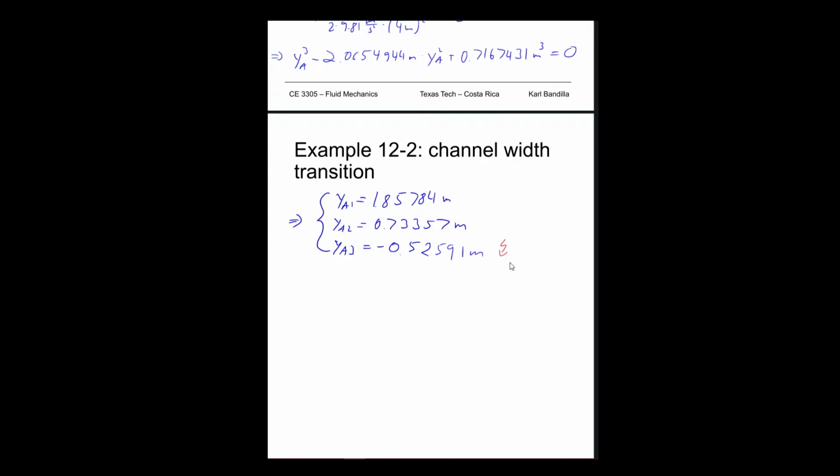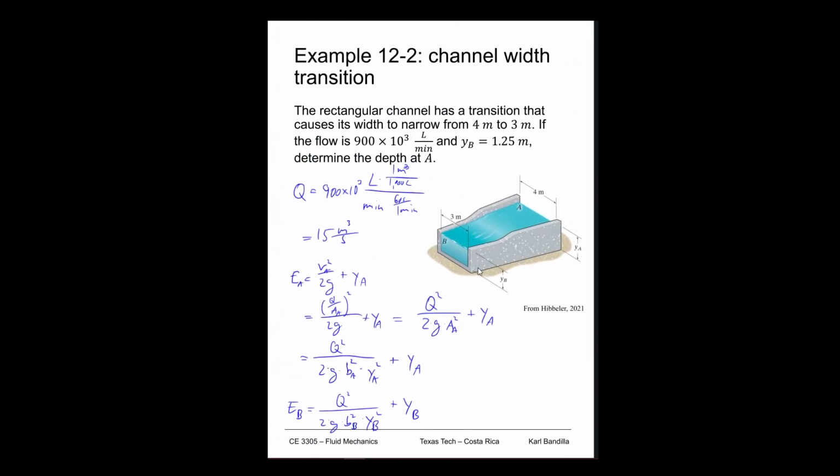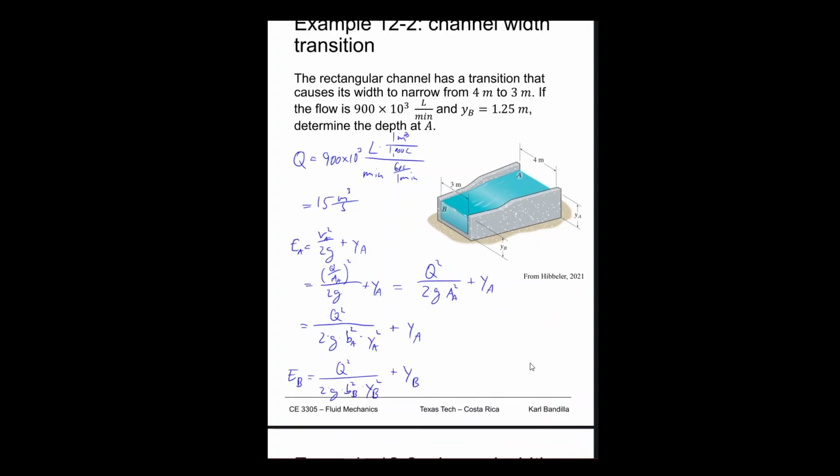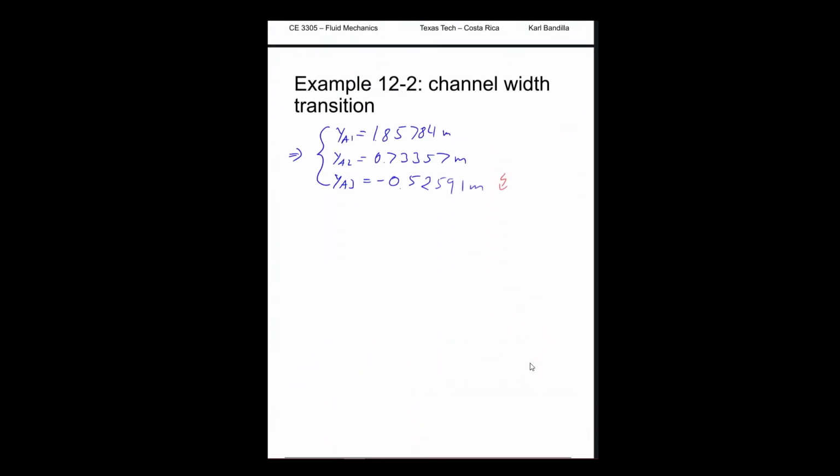But that means we still have two values left. We have 1.85 and 0.73. And so now we have to decide which one of those is the correct one, because one of these is going to be for subcritical flow and the other one is going to be for supercritical flow. We can take advantage of the fact that at B, where we know all the values, if we have supercritical flow there, then we'd have to have supercritical flow at A as well, or if it's subcritical, it would have to be subcritical. So to determine that, we will find the critical depth.